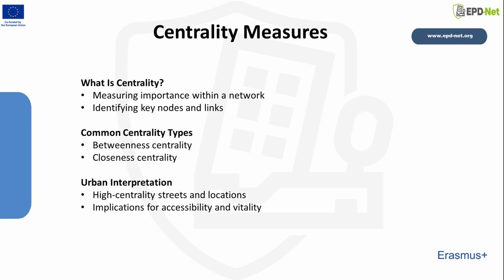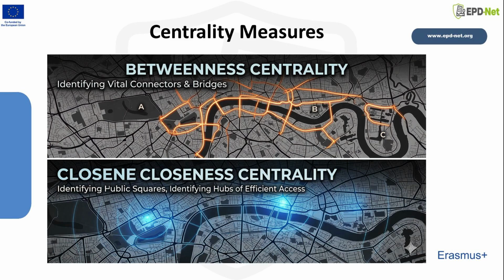Betweenness centrality highlights elements that act as bridges or connectors within the network, while closeness centrality identifies locations that can be reached efficiently from other parts of the network. In urban analysis, high centrality streets and locations often correspond to areas with high accessibility, economic activity, and urban vitality. Understanding centrality patterns supports decisions related to mobility planning, service location, and sustainable urban development.